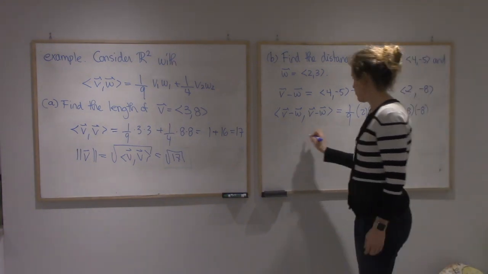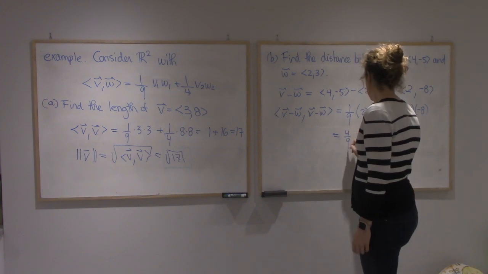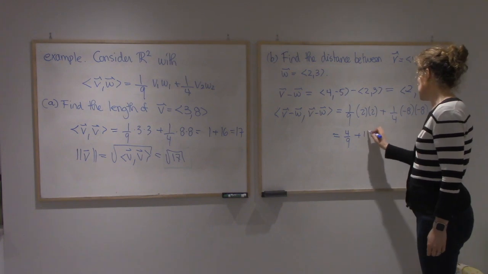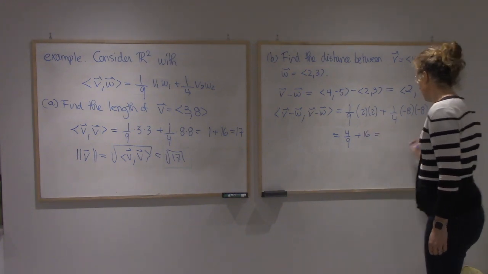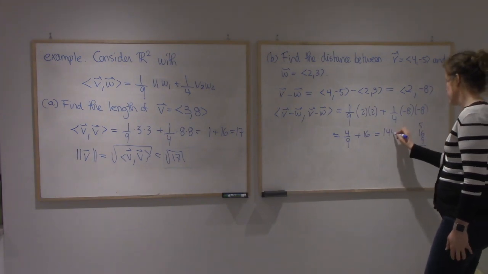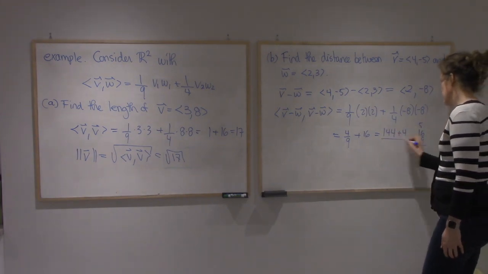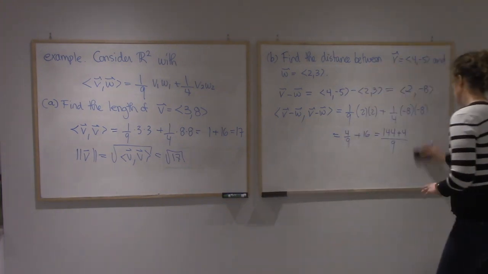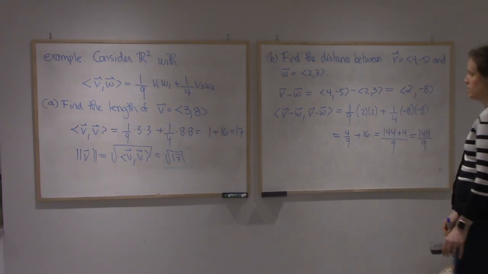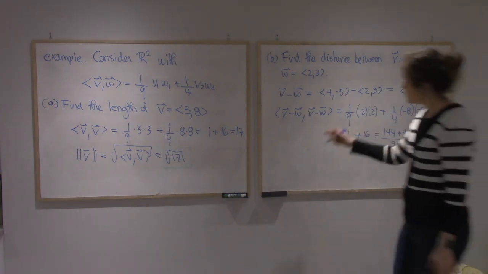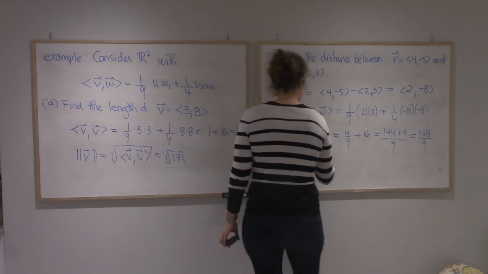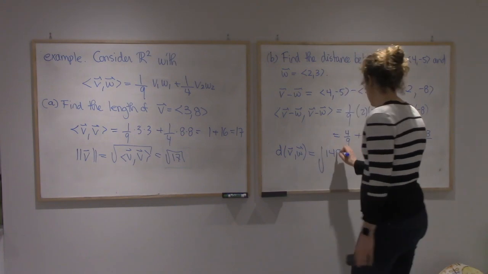So I'll have 4/9 plus 16. So 144 plus 4 over 9, which is 148/9. So the distance is the root of that. So that'll be the square root of 148/9.